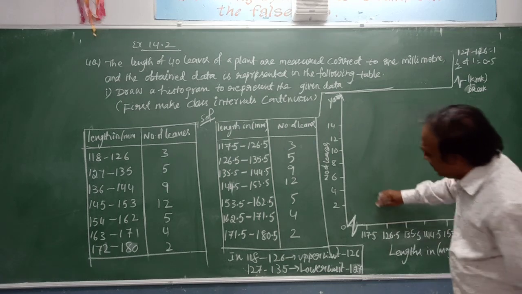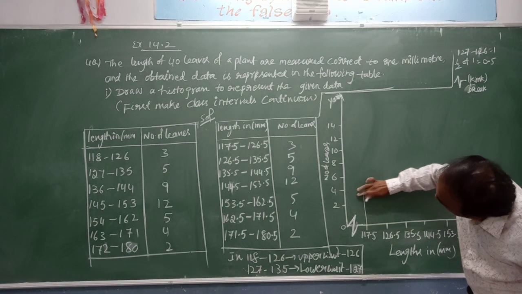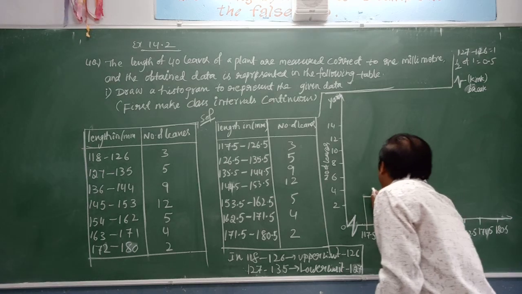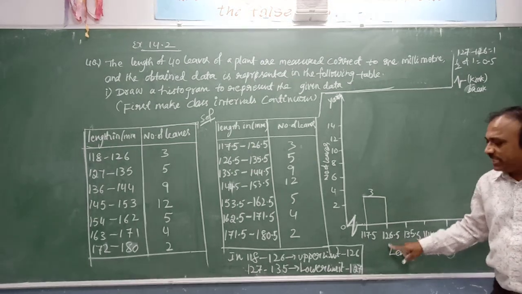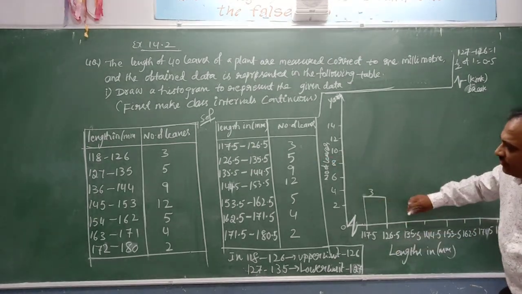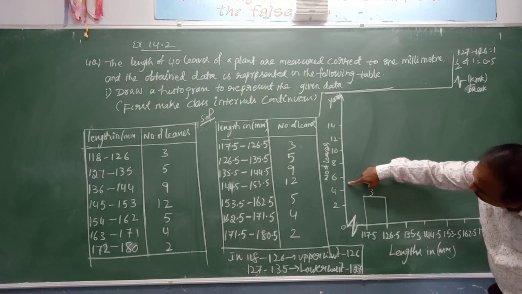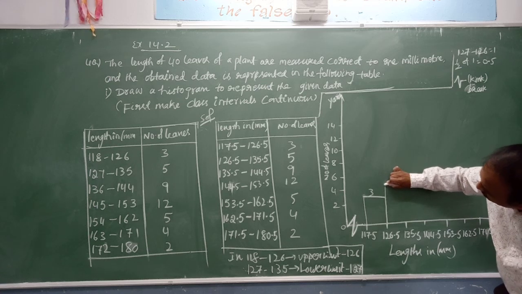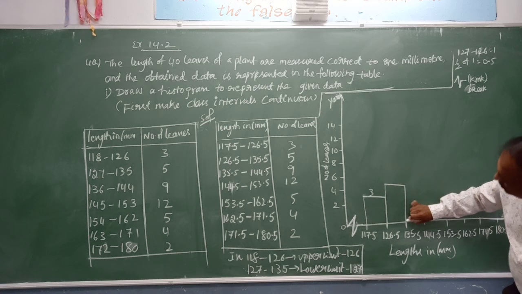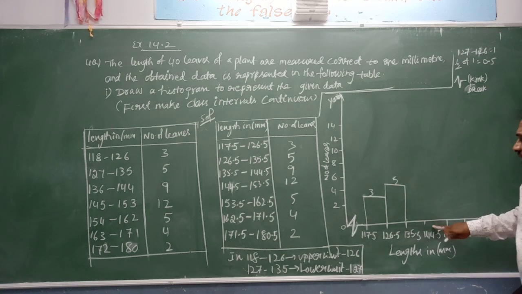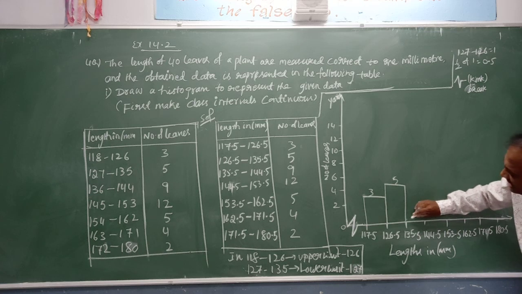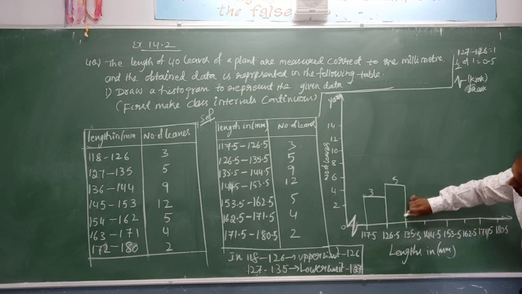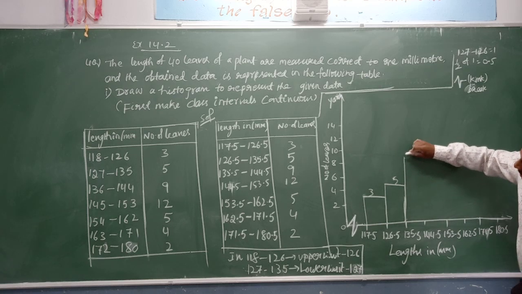117.5 to 126.5, 3 leaves, so exactly in the middle is 3. Now 126.5 to 135.5, that is 5, exactly between 4 and 6. This is 5. Next, 135.5 to 144.5, that is 9, so between 8 and 10, exactly in the middle.